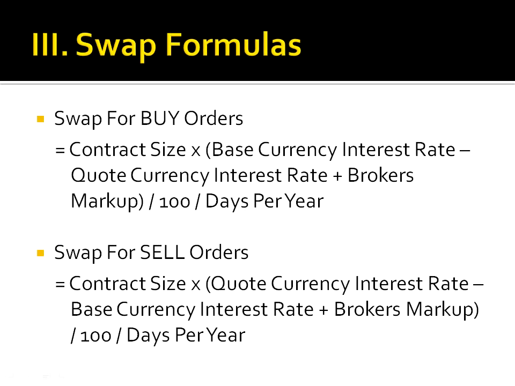Now here are a couple of fancy formulas. Swap for buy orders gives you the contract size, which would be the lot size, 100,000, 10,000, 1,000, times the base currency's interest rate, minus the quote currency's interest rate, and then you've got to add in the broker's markup, divided by 100, times 365. That's how many days per year. Swap for sell orders: contract size, times the quote currency's interest rate, minus the base currency's interest rate, plus broker's markup, divided by 100, divided by 365 days a year.